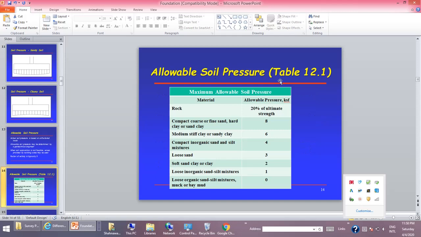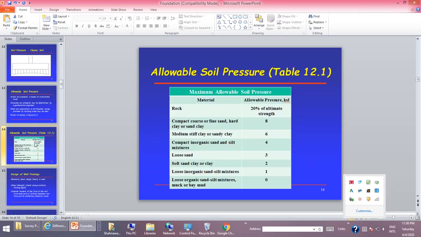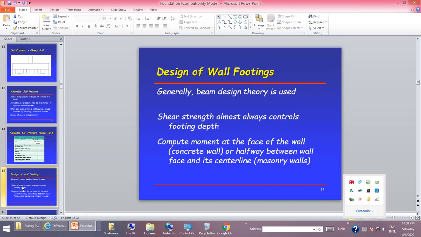These are the allowable soil pressures for the different soil materials. In the next slides I will explain the design criteria for the wall footing.